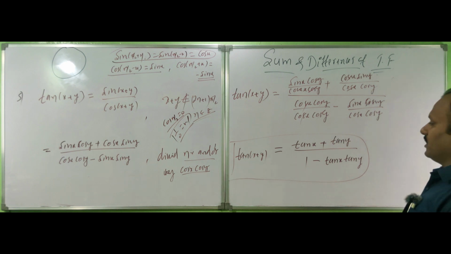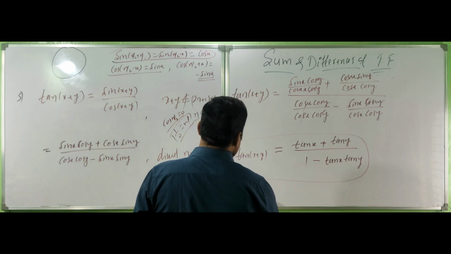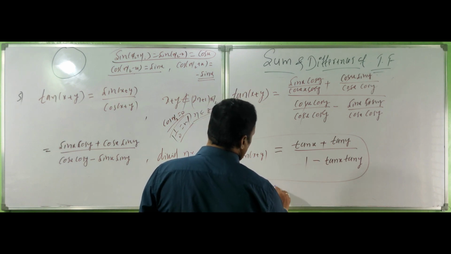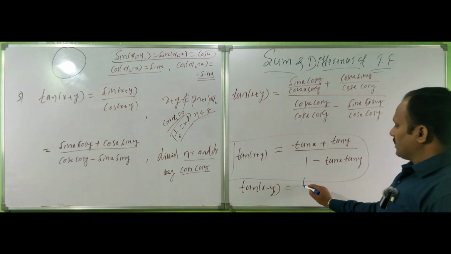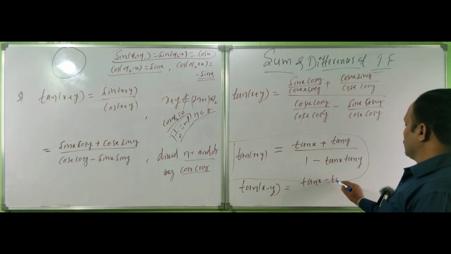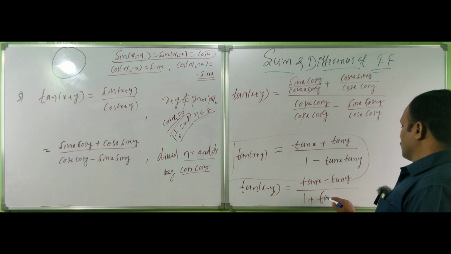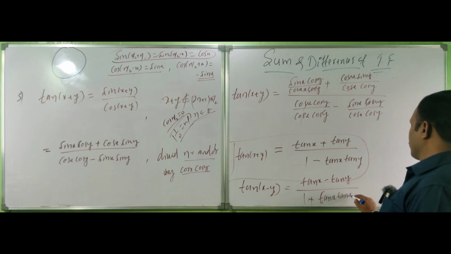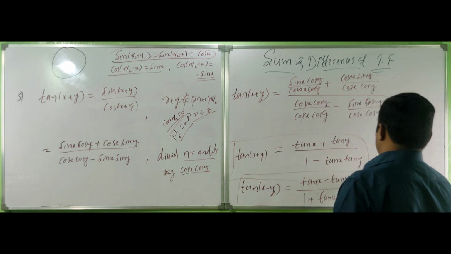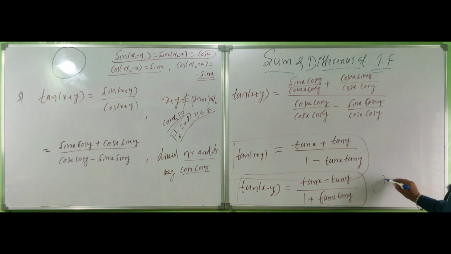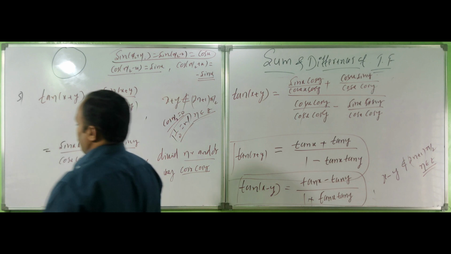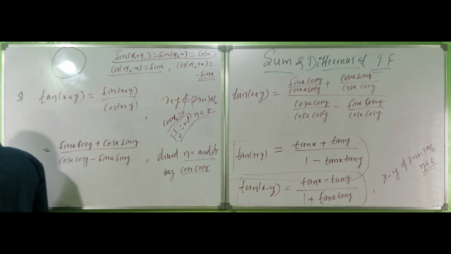Similarly, tan of x minus y gives tan x minus tan y divided by 1 plus tan x tan y. This is true when x minus y does not belong to (2n plus 1) pi by 2, where n is any integer value.